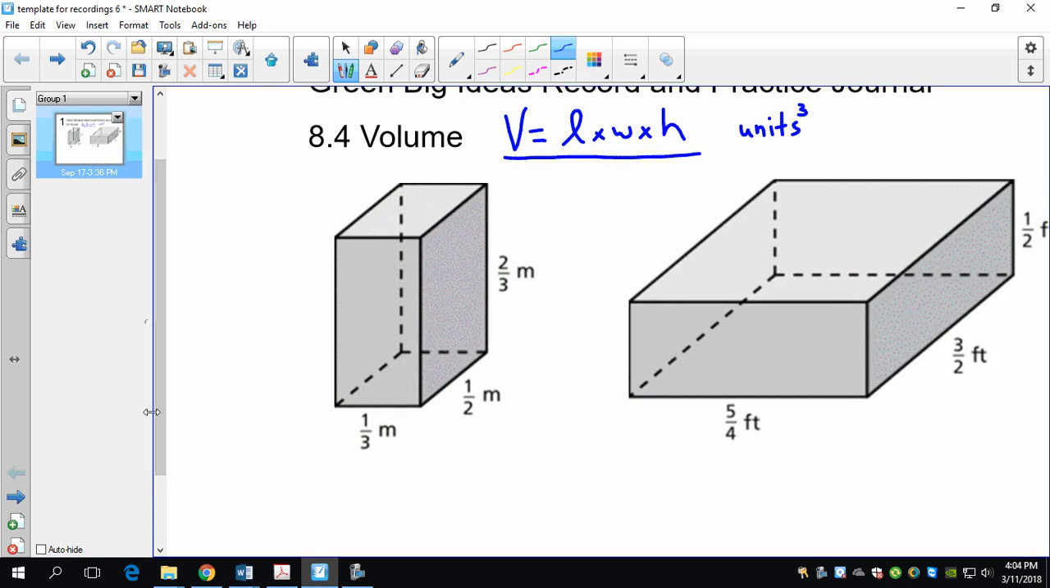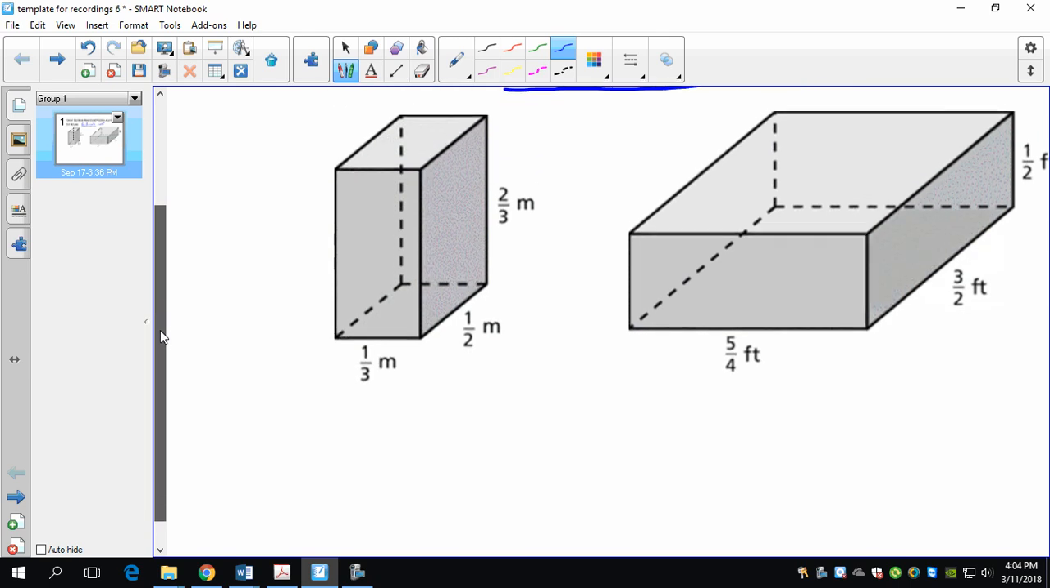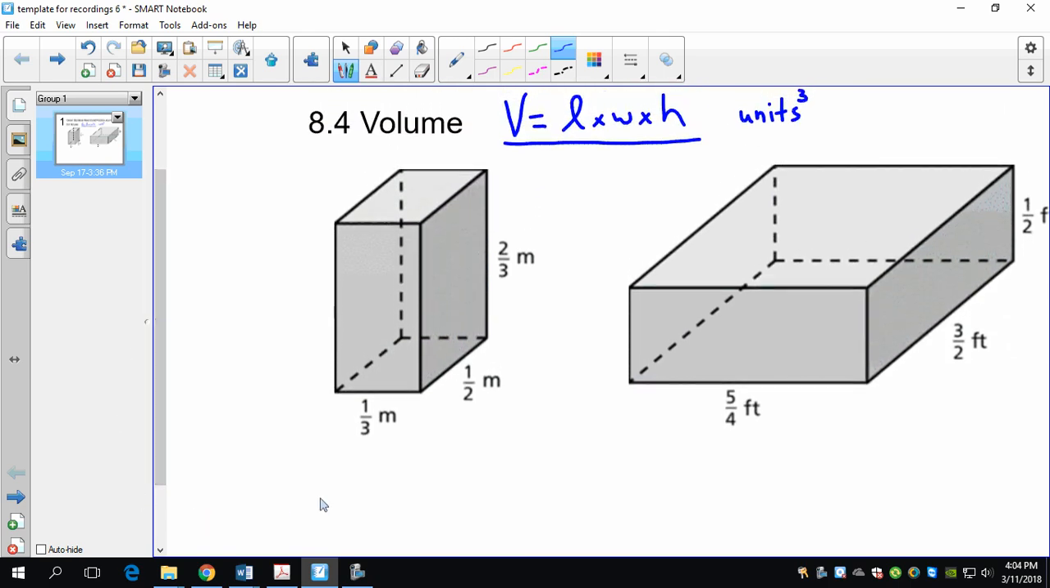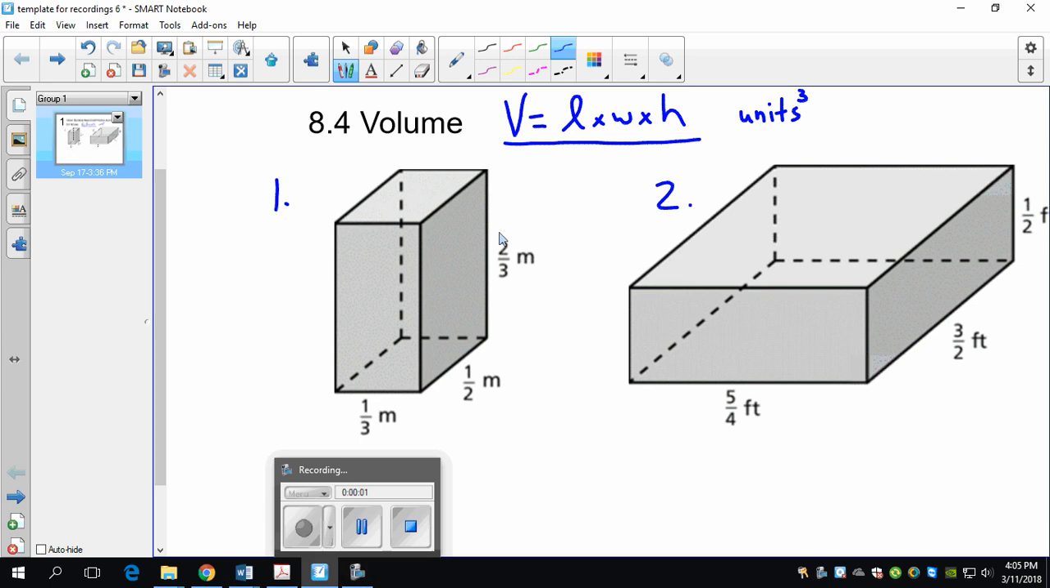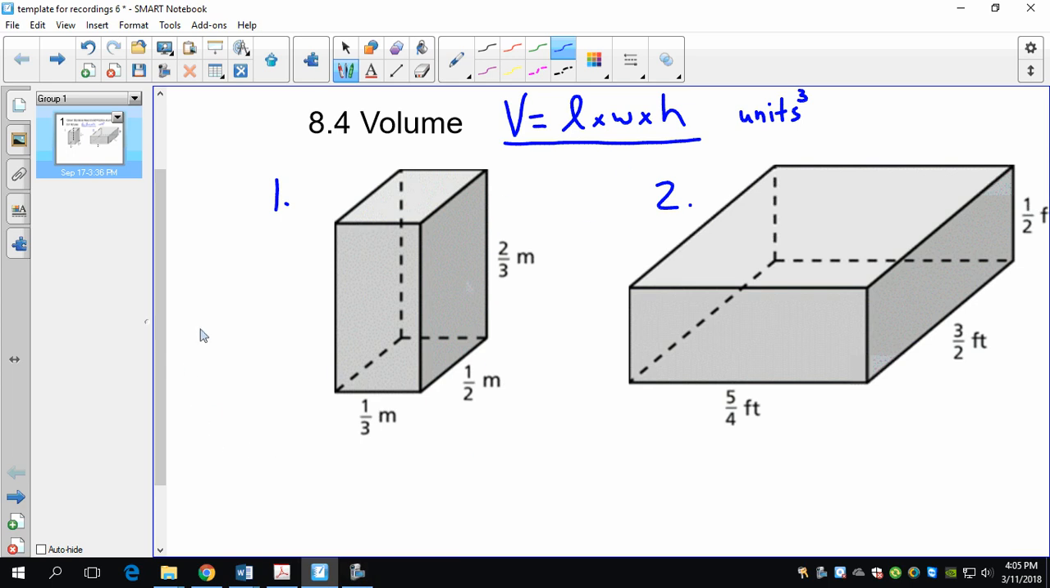And Big Ideas, with their uncanny ability to make things a little bit more tricky, are using fractions on numbers 1 and 2 in the Record and Practice Journal. So we've got to prove to them we know how to deal with our fractions. If we're following our formula, length times width times height, we're simply going to do 1/3 times 1/2 times 2/3. Now, if you want to, you could certainly run them all together, but we still want to make sure we cancel, just like we would if we didn't run them all together.